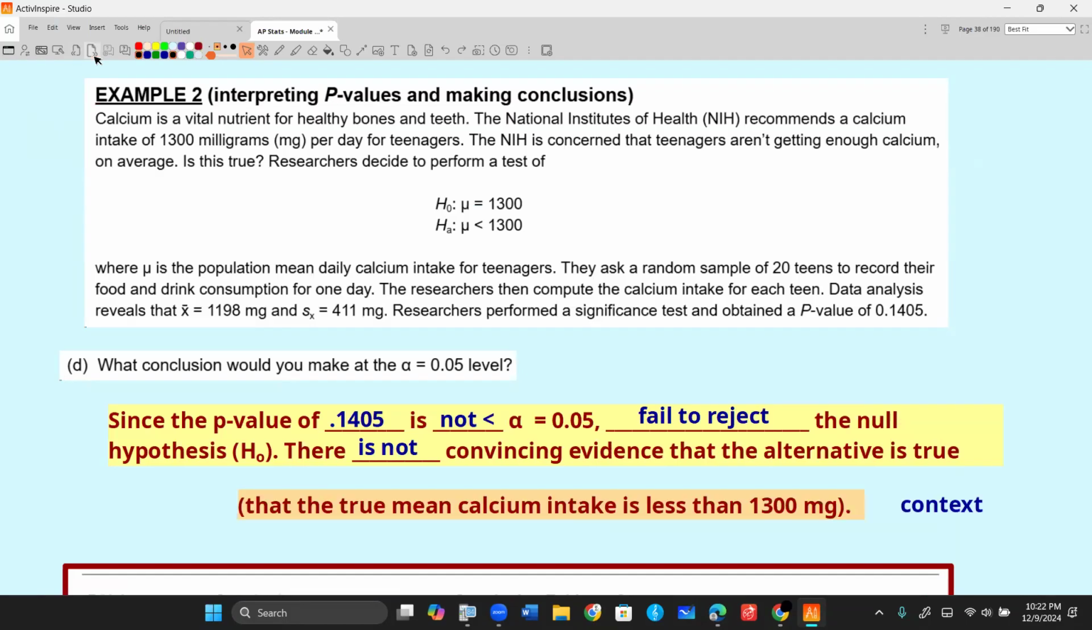And of course, you want to do that in context of the problem. So the context would be that the true mean calcium intake is less than 1,300 milligrams. We just don't have enough evidence to overturn the null. So we can't say that the true mean is less than 1,300.